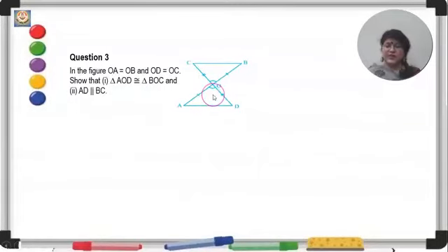This is a very simple question. Indications have been given to you. You have to prove the two triangles congruent. So the test is SAS. Not only that, you have to prove AD parallel to BC.